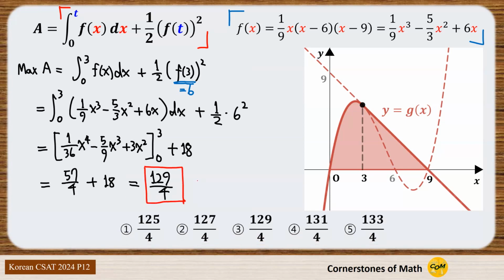Therefore, from the given multiple choices, the correct choice is choice 3. So that was another beautiful calculus problem from this year's famous South Korean test.